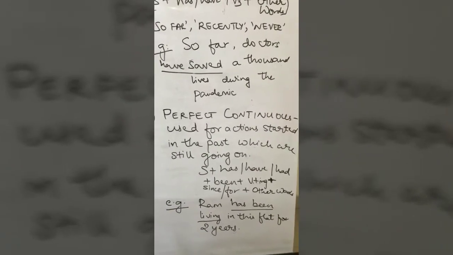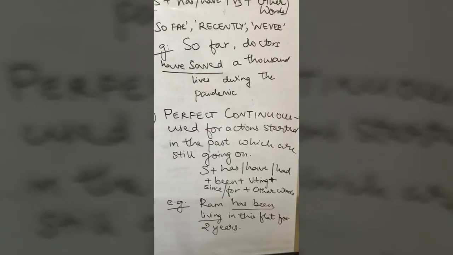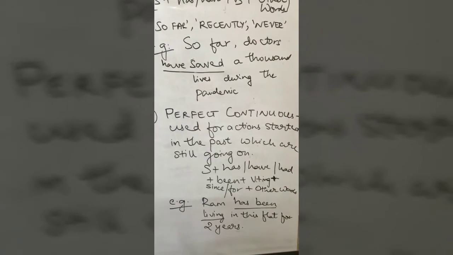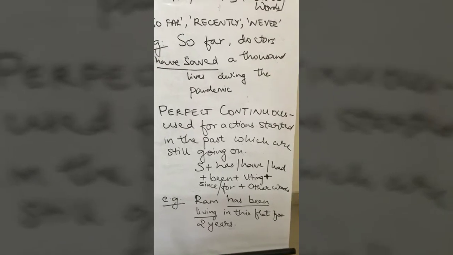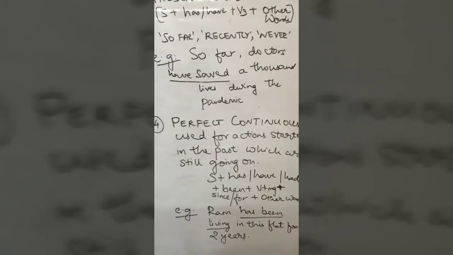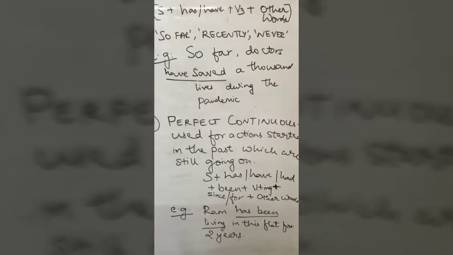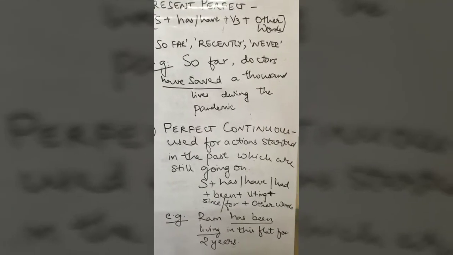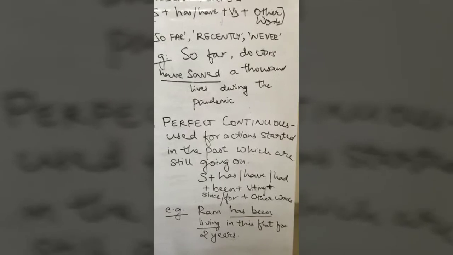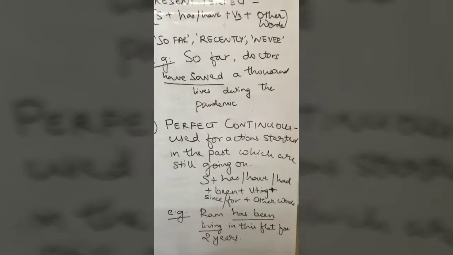Normally, in these kinds of situations, we use the word since or for. Meaning, whenever you see the word since or for in a sentence, we generally use the perfect continuous tense. What do since and for mean? Since and for mean that from a particular point in the past, the action has started and it is still going on.